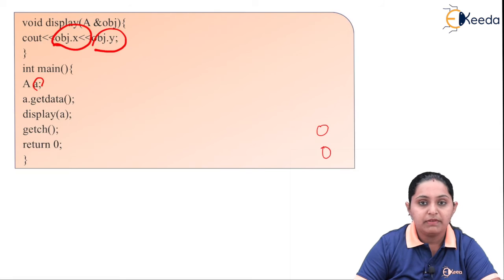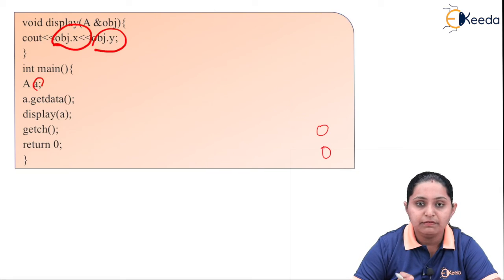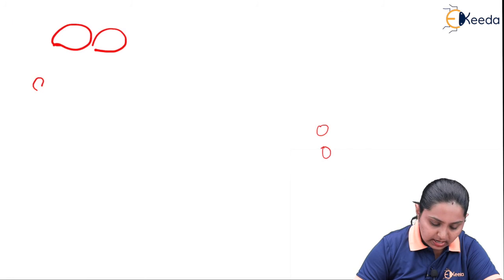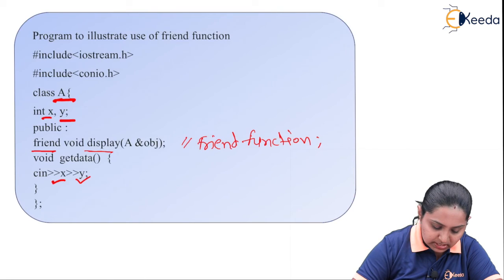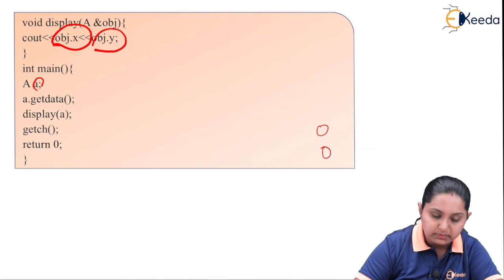Fine with it? So a friend function is not a member of a class, but you can make it a friend to access the private data members. Which private data members? See, inside this we are using the private data members x and y, which are defined over here. Thank you.